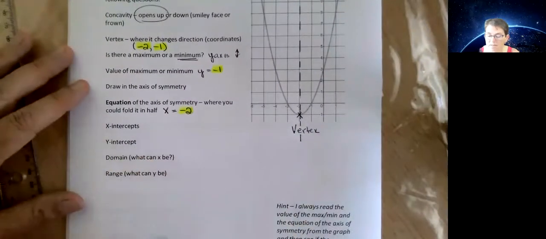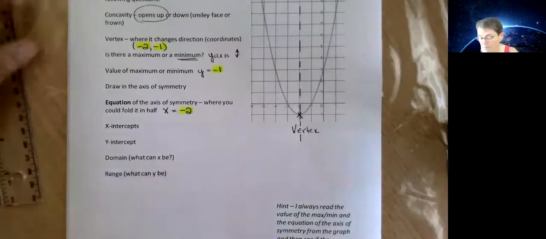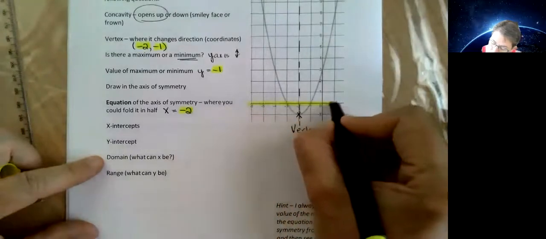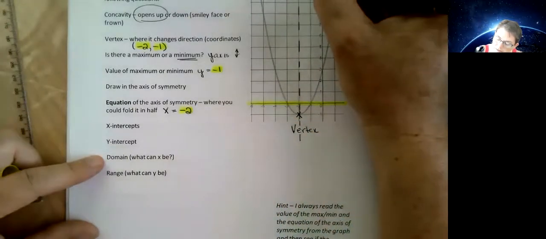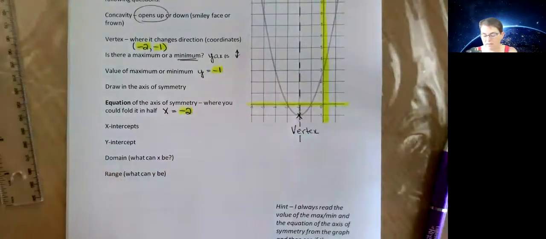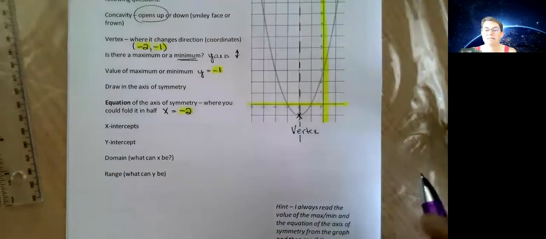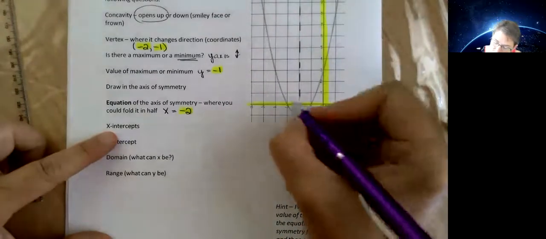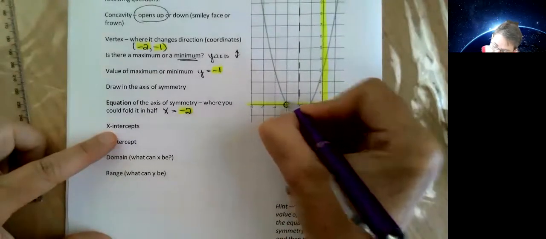All right, x-intercepts are where it crosses the x-axis. One thing you can do when we do graphing analysis is take your highlighter and highlight the two axes. Because sometimes there just gets to be so much stuff in there. It's like, what am I looking for? All right, so x-intercepts where it crosses the x-axis. There's one, there's one.